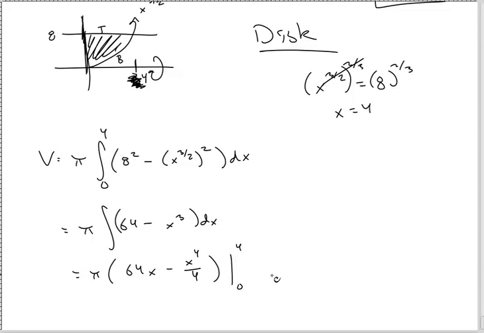Today, disc method is going to be a lot better. So do that. Integrate. The 0, of course, is going to make everything go away. You plug in the 4, and you're going to get a value. And, oh, wow, it's 192 pi. So that was super nifty.